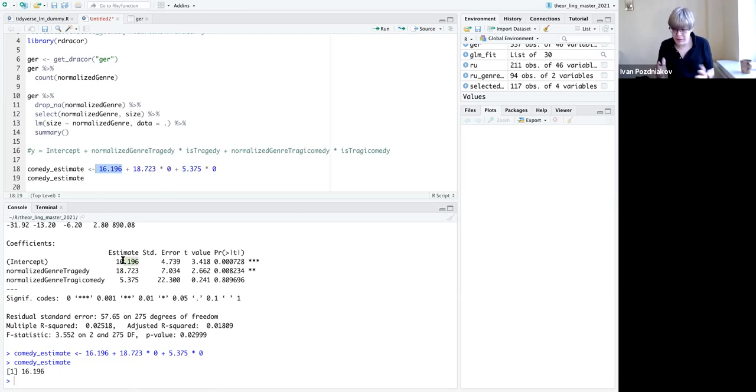I hope that it is clear, because it's helpful sometimes to just go through the numbers, calculate by ourselves, and enjoy that the formulas converge and we get some meaningful results. Okay, and let's calculate the same for tragedies. So what will be the formula? So what will we insert?